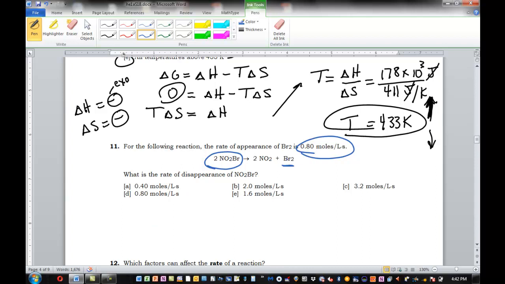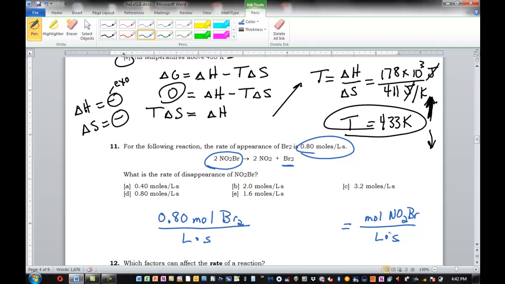And your coefficients are going to play a role in this. Okay? This one might be easy enough for you to see. It's a simple mole ratio. But let's look at how we would set this up. So our rate is 0.8 moles of bromine per liter per second. And we want to get to the rate for NO2Br, so moles per liter per second.